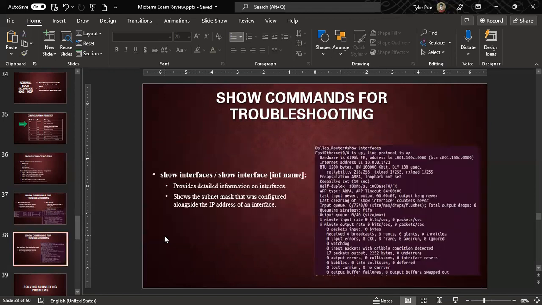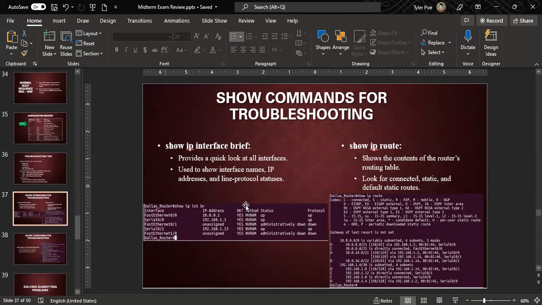One other command here, show interfaces or show interface name. This command actually provides detailed information on interfaces. What's significant about this command for routing, though, is that it shows the subnet mask. If you look here, internet address gives the IP address, and then the subnet mask inside slash notation. So if you're looking for the subnet mask being configured correctly, this is the command you need.